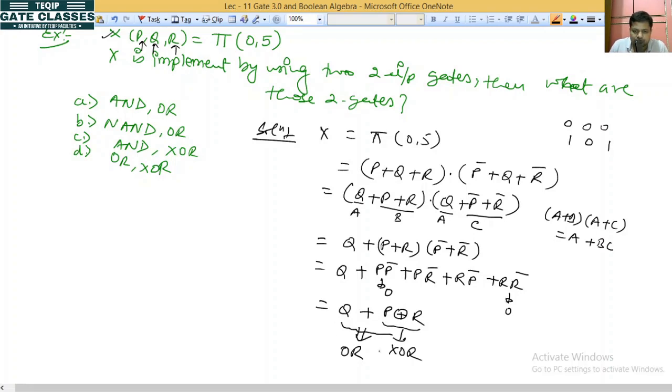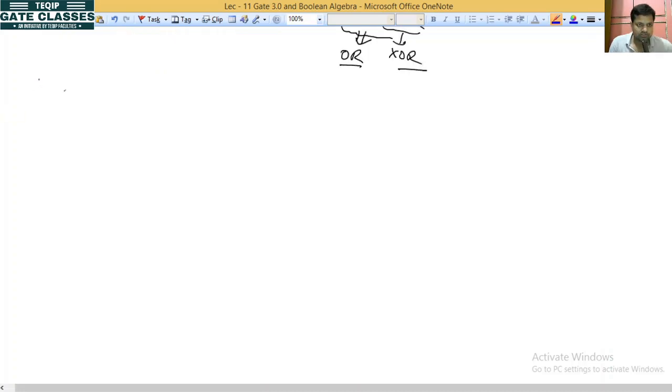Okay. So how many gates are there? 2 gates, that is OR and XOR. So which combination is true? D. Now our next concept is dual.